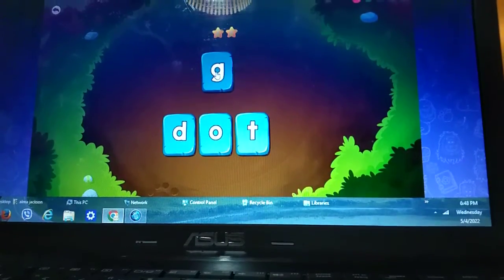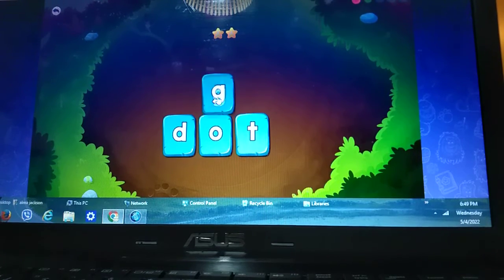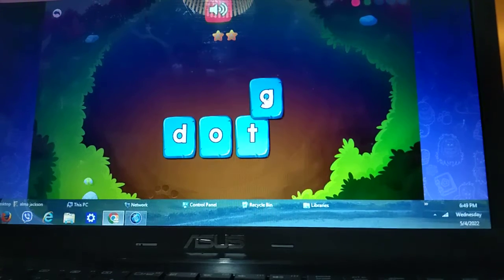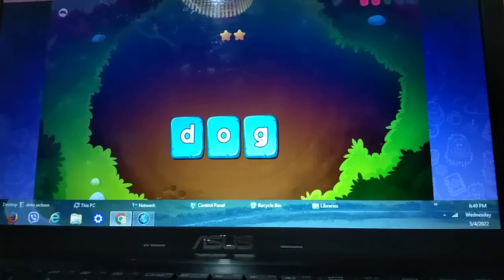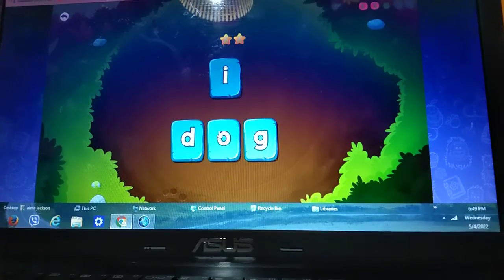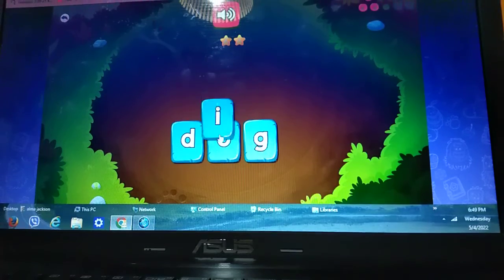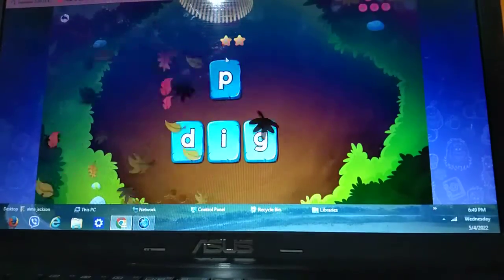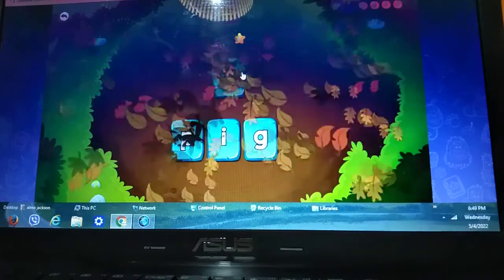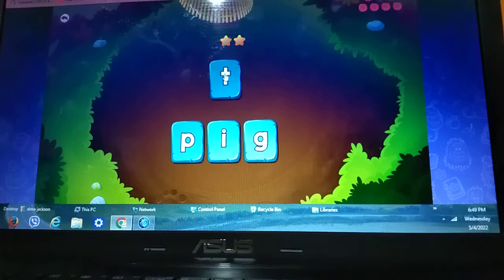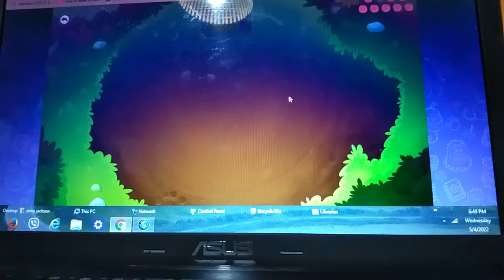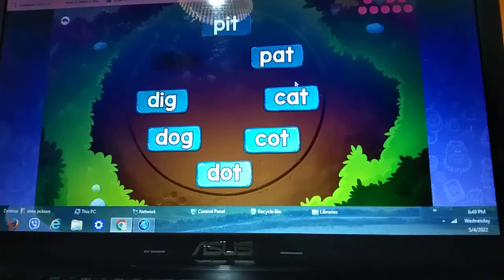Now make the word dog. D-o-g. Dog. Now make the word dig. D-i-g. Dig. Now make the word pig. P-i-g. Now make the word pit. P-i-t. Pit. Full circle.